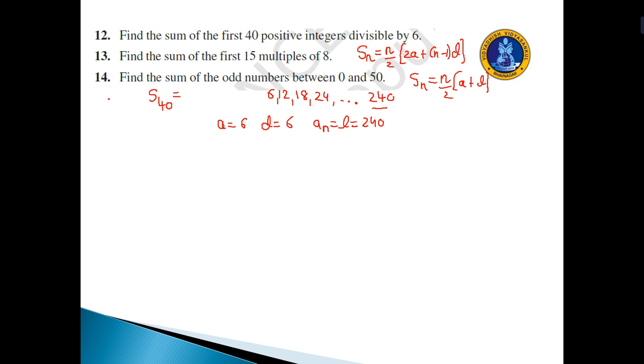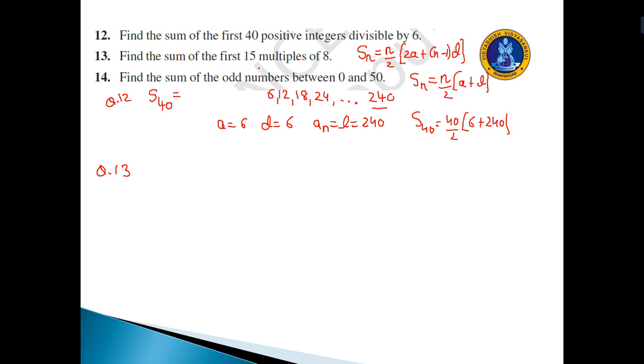So that is question number 12. You can now solve it by this formula. S40 is equal to 40 by 2 (A plus L), that is 6 plus 240. Now you have to try it yourself. Now question number 13.